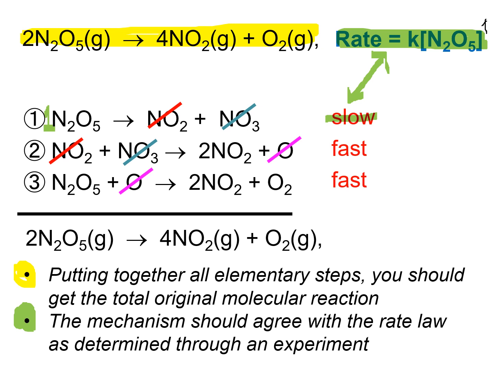So in principle, when you're looking at the balanced equation, you do not know the mechanism. So you don't know if there is 1 step, 2 steps, 3 steps, 10 steps. Therefore, you have no information about the rate law. The only way to write the rate law is to perform an experiment.